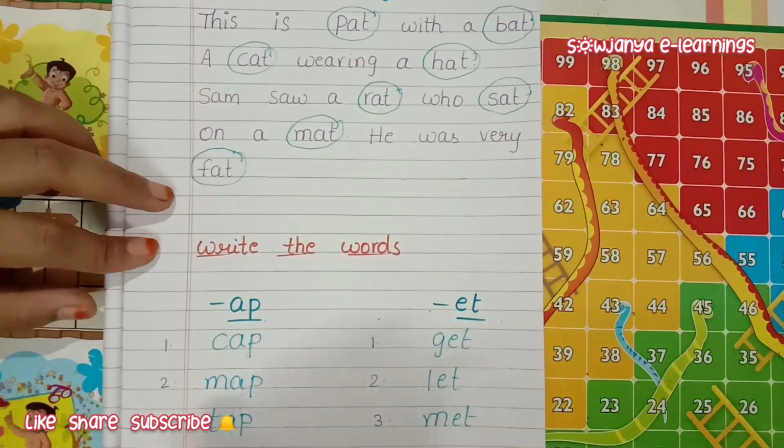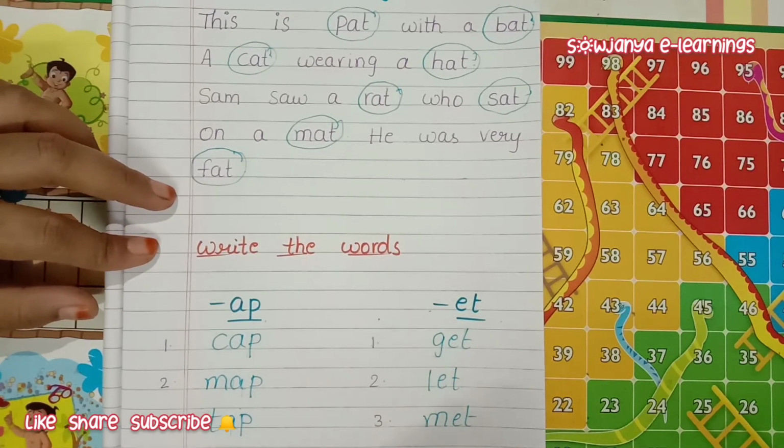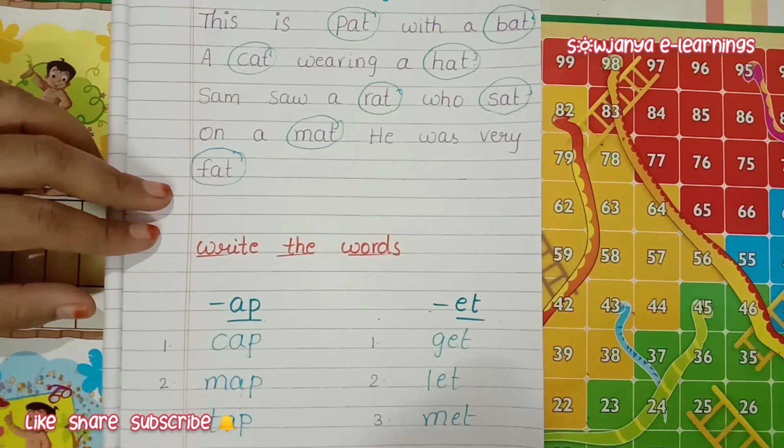Then only they can remember the 3-letter words easily. Okay? Practice at their homes.